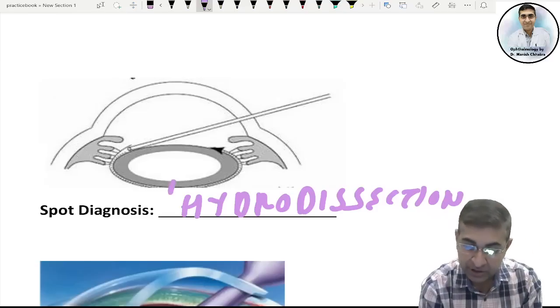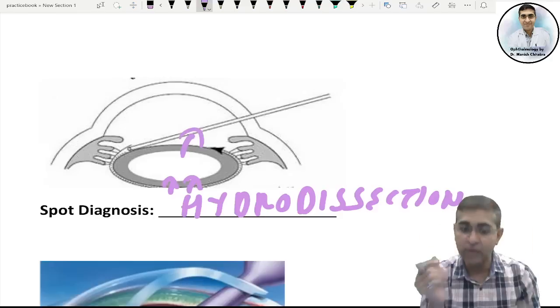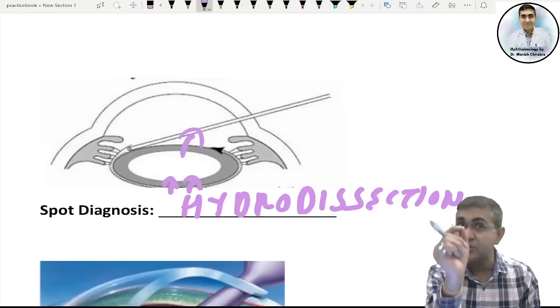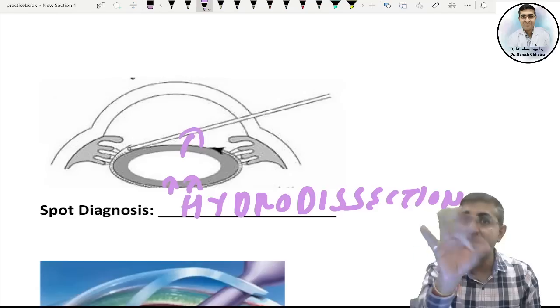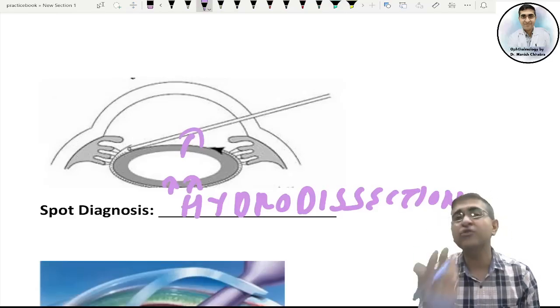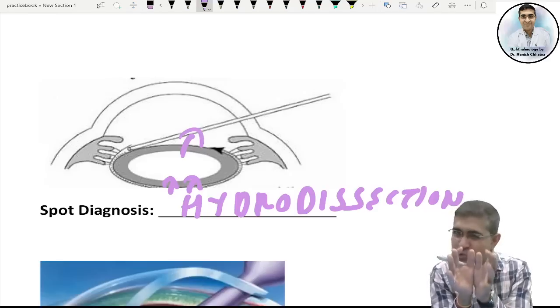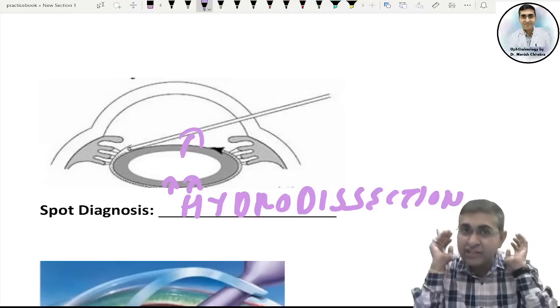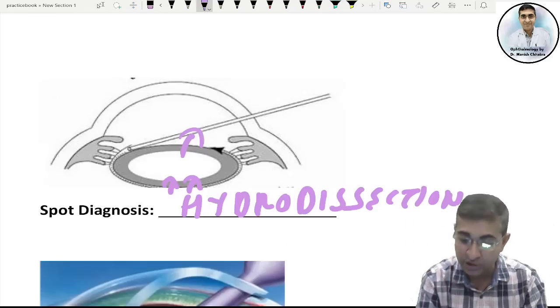It will create a positive pressure here, and this lens will come into the anterior chamber in case of small incision cataract surgery, which is a form of ECCE. If you are doing phaco, you inject water, it will still remain inside the capsular bag, but it will be separated from its surrounding capsule. So this is your hydrodissection.